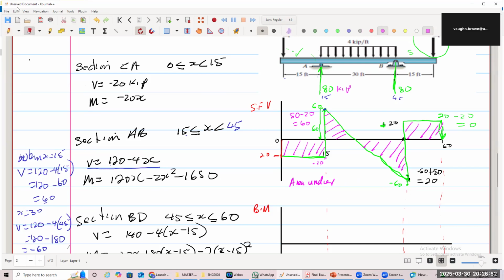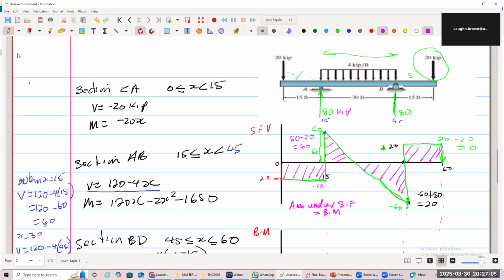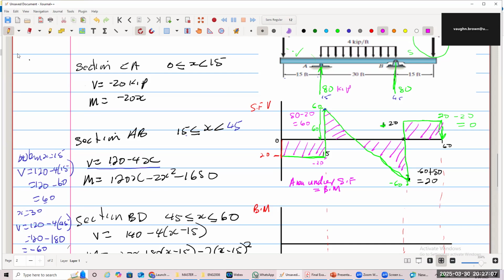Don't have enough space. I'm going to write SF for shear force equals to bending moment. So let's do it first. So right, even before I do any calculation, I don't have to go to the formula. I'm just going to do it by experience.